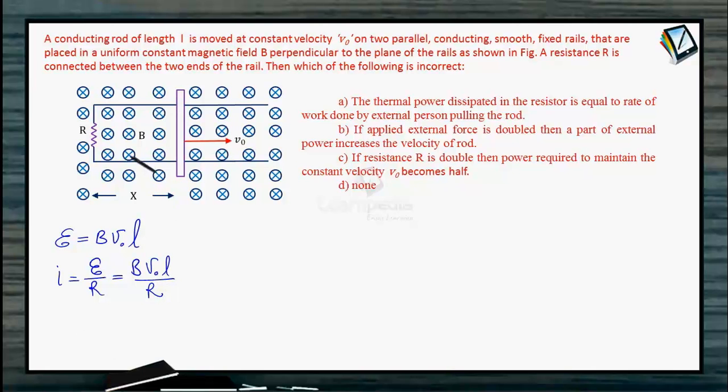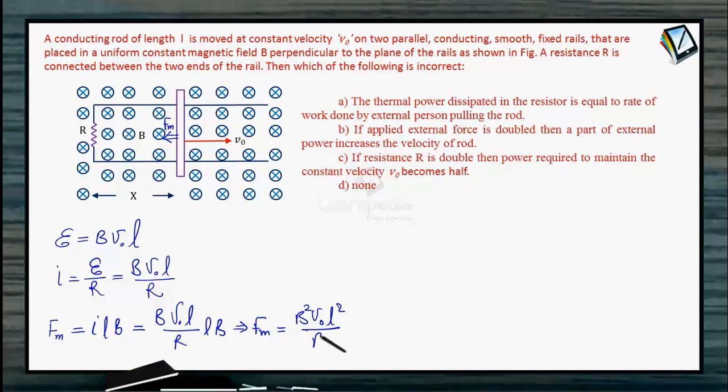Because of this current, since the rod is placed in a magnetic field, the magnetic field will apply a force opposing its motion, in this direction. This force is ILB sin 90, because the angle theta is 90. Substituting the value of I, it becomes B v0 L divided by R into L into B. So the magnetic force acting on this wire will be B square v0 L square divided by R.